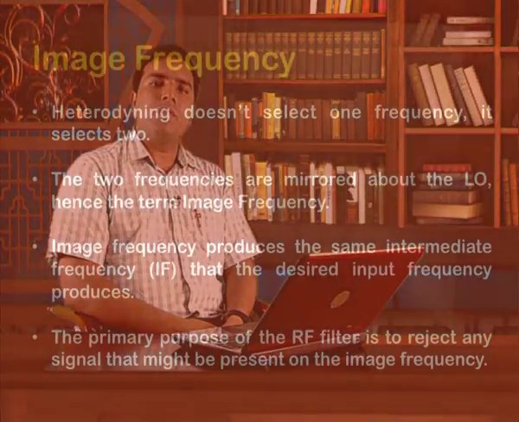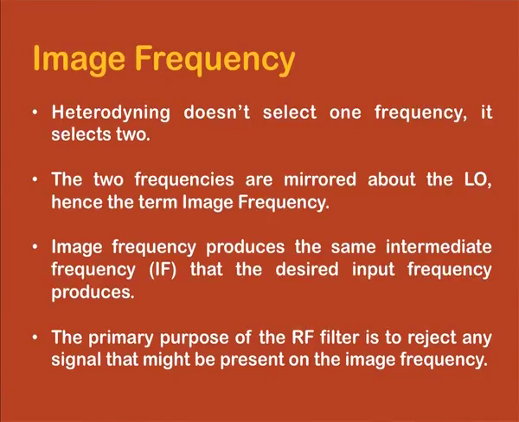Now, these are the advantages of having a superheterodyne receiver, but it also comes with certain disadvantages. One of them is called image frequency. So, when we do heterodyning, we get, instead of one frequency, two frequencies which produce that low intermediate frequency output. These two frequencies, which can both lead to the same intermediate frequency, are mirrored about the LO, and hence the term image frequency is used. The image frequency produces the same intermediate frequency that the desired input frequency produces, and it cannot be removed by using any kind of tuned RF circuits. So, it has to be removed before the mixing operation.